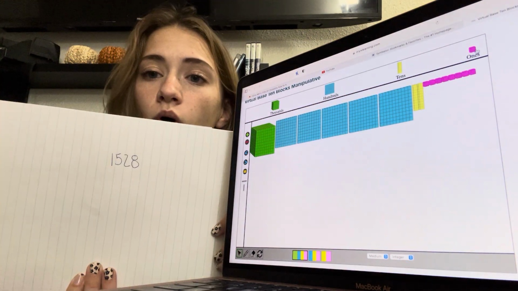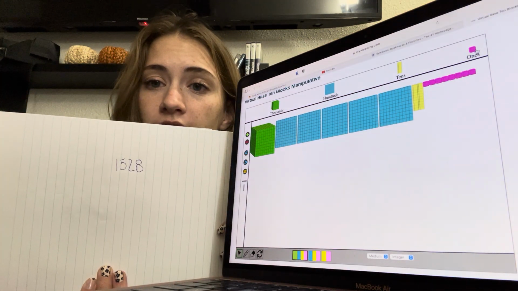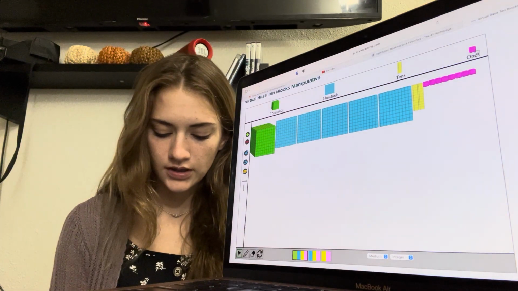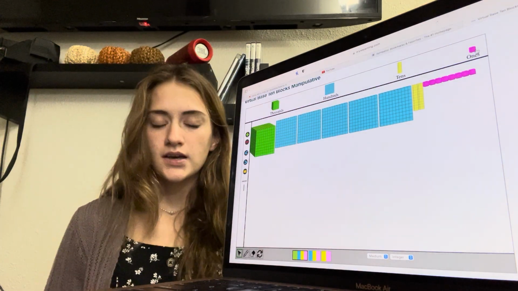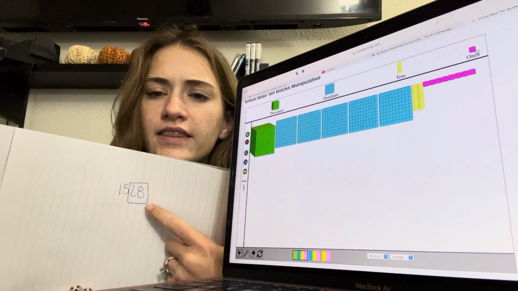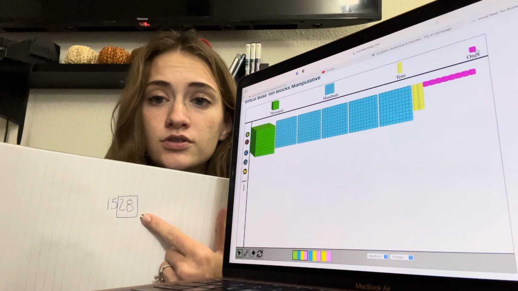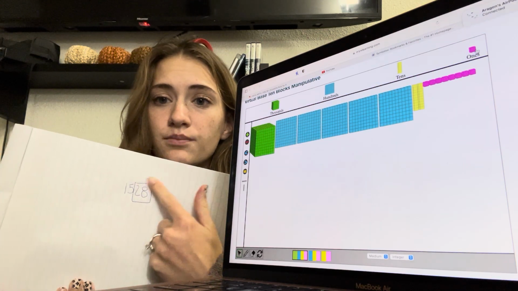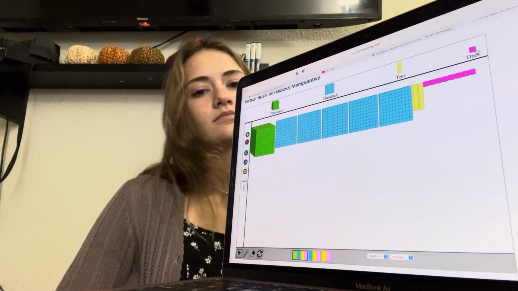The number we're going to go over is 1,528. I'm going to put a box around the last two digits for you. The last two digits are 28. So we're trying to prove that since these last two digits are divisible by 4, which they are, then the whole number is going to be divisible by 4.